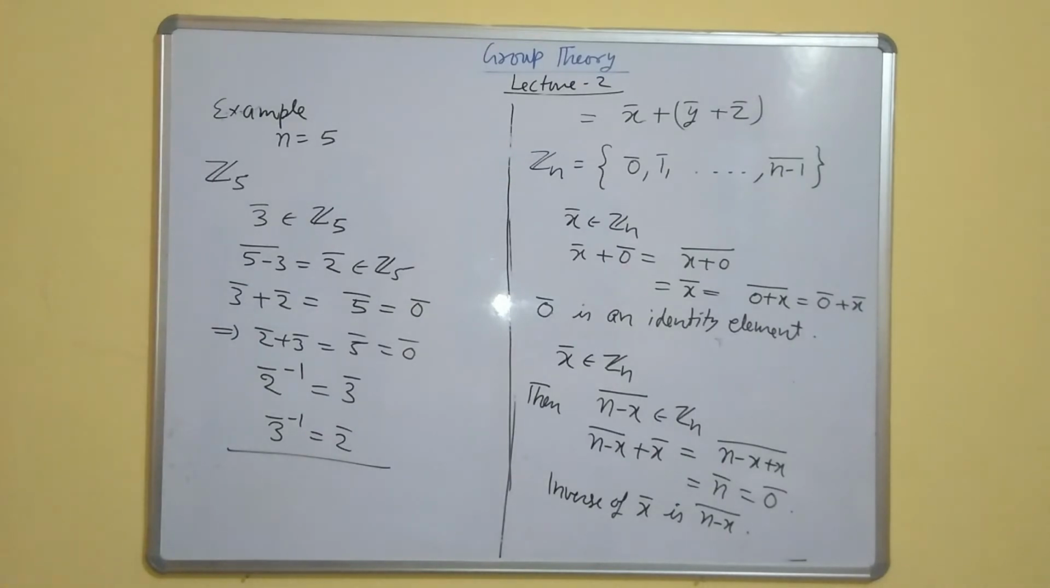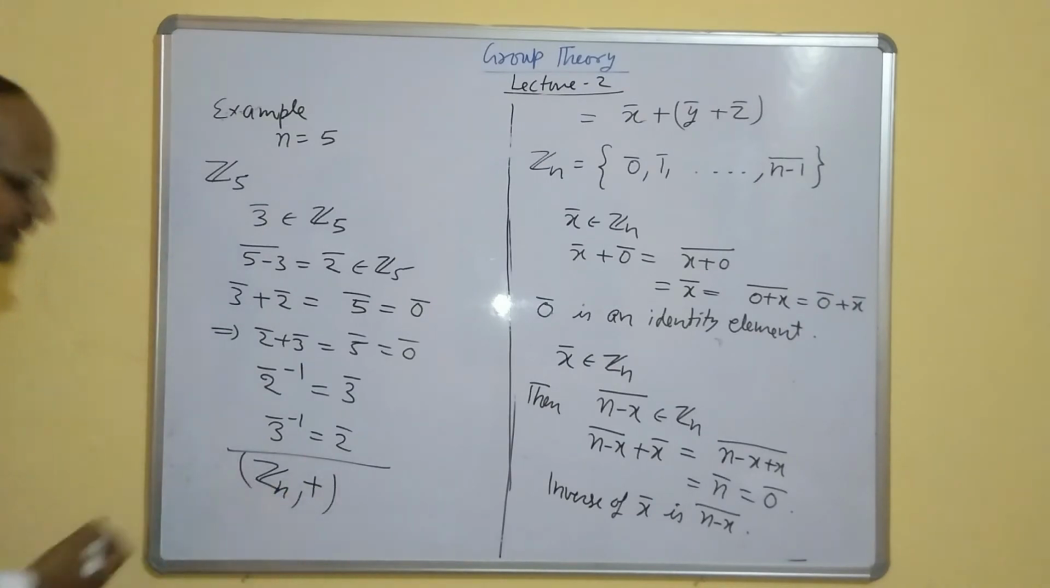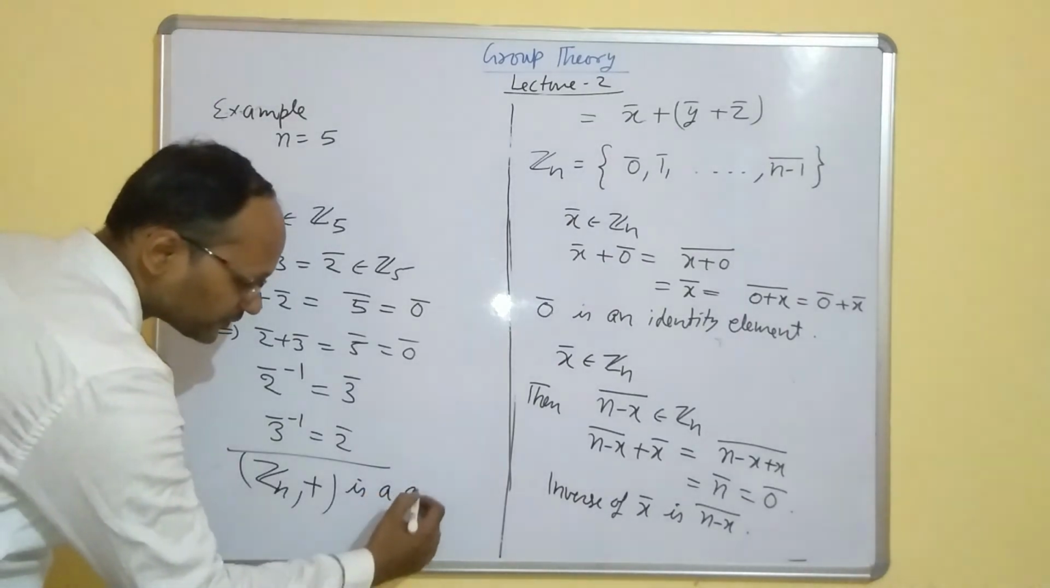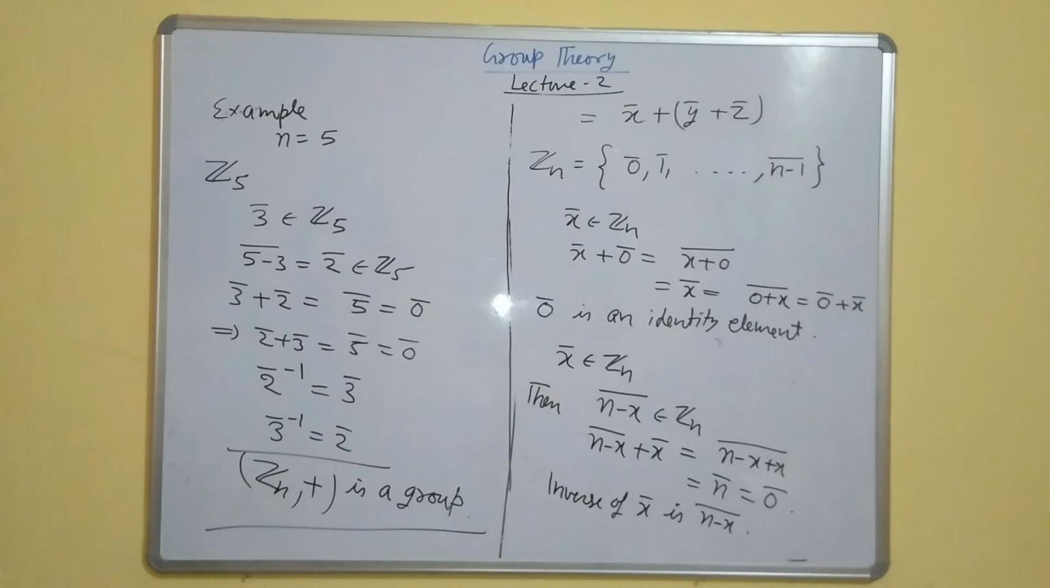So the inverse exists, the identity element exists, associativity is there, so it means Zn with respect to plus is a group. This is a group, and this group is called the group of integers modulo n.